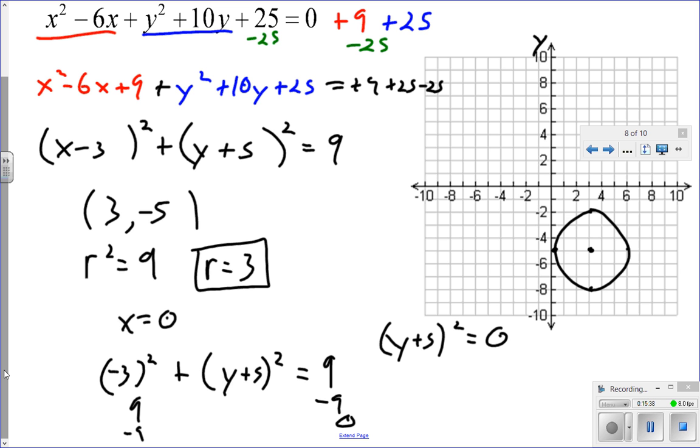Square root both sides. Well, I don't have to worry about a negative 0. It's the same thing as a positive 0 when I square root it. And I get y is equal to negative 5. And sure enough, that makes sense with the graph that I had, that it just kissed it and touched it right there on the axes.